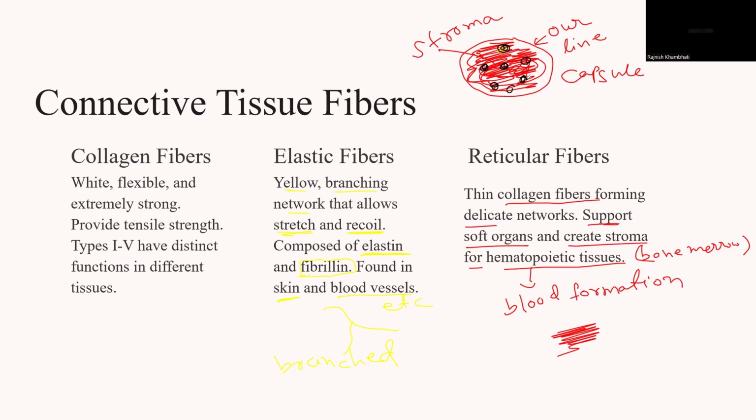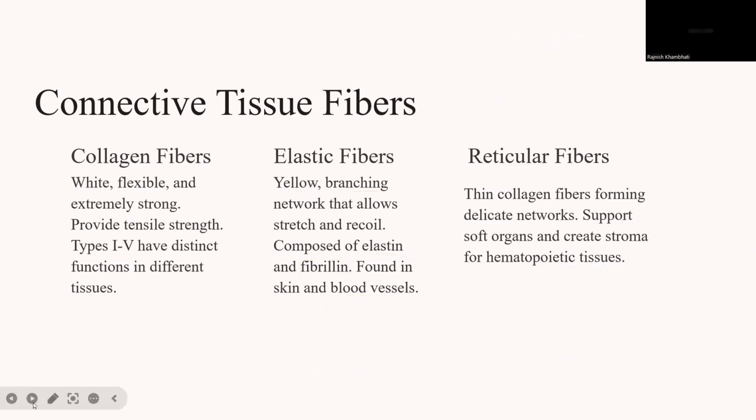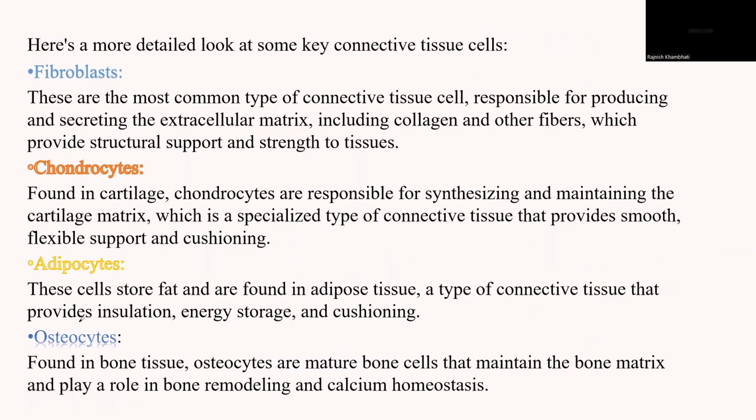So the background red color portion is stroma. It is a stroma. Okay. So let's go to the next slide. Now there are some cells. Okay, cells. How many cells are there totally together in connective tissue? Okay, this is just an overview.